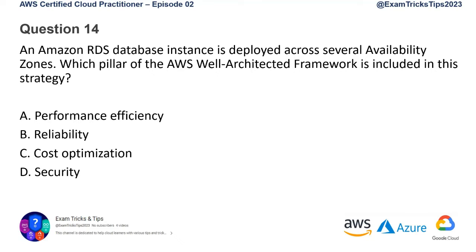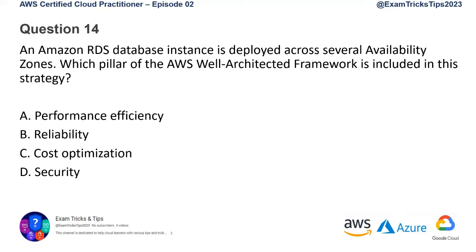Question 14. Please read the question, highlight the keywords. You can pause the video if you like. So I hope you have read the question. What we are looking at here is an RDS instance has been deployed across several availability zones. So which pillar of AWS well-architected framework is included in the strategy? So what strategy are we talking about? It's fairly simple. We're talking about high availability, which means we are talking about reliability, fault tolerance.